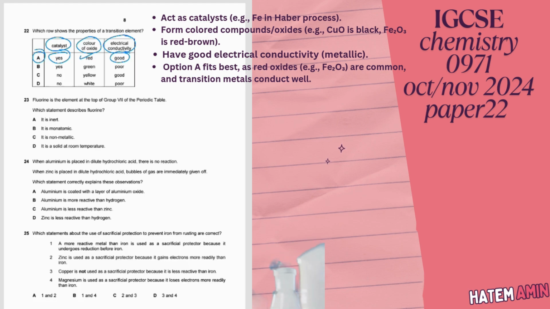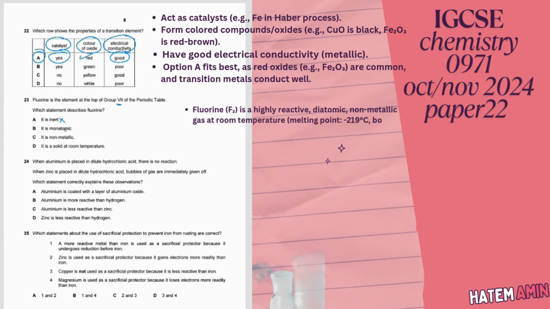The question is, fluorine is an element, of course, at the top of group number 7 of the periodic table. Which statement describes fluorine? It is inert? No, of course. It is a very, very active nonmetal. It's monoatomic? No, it's a diatomic molecule, not monoatomic, as it gives F2. It is non-metallic? Yeah, of course, it is non-metallic.